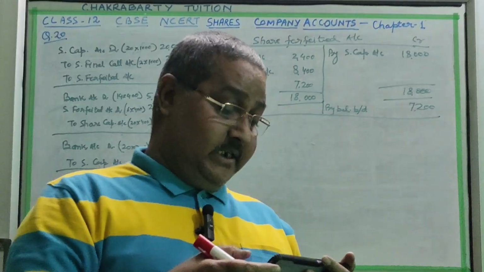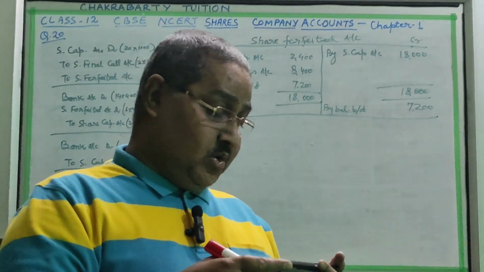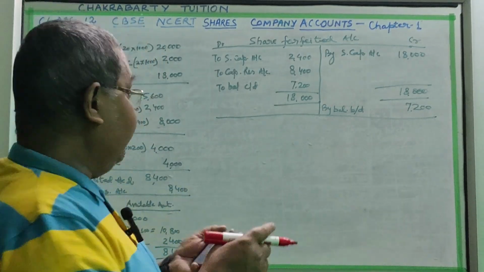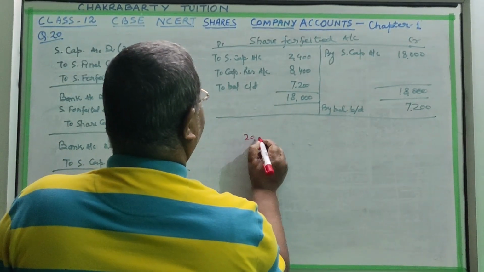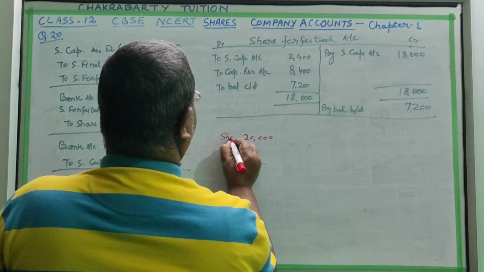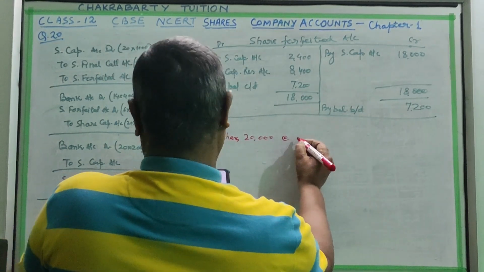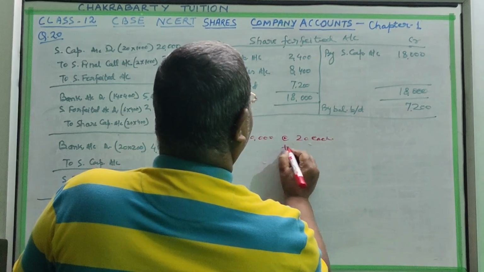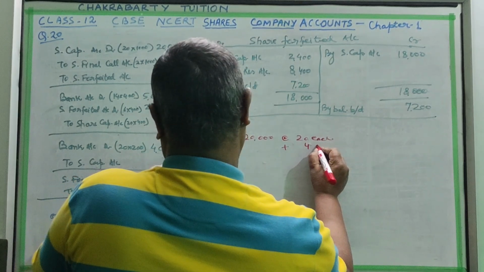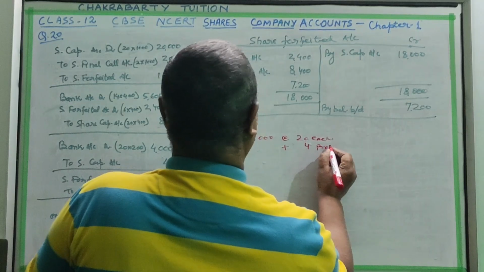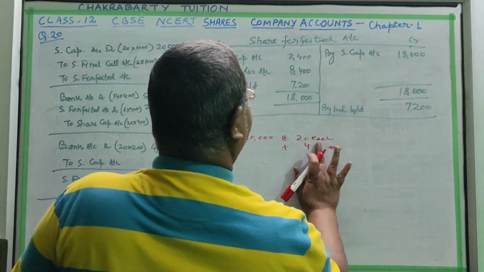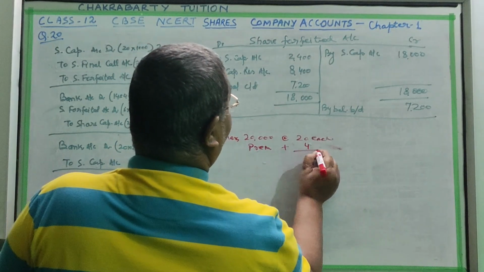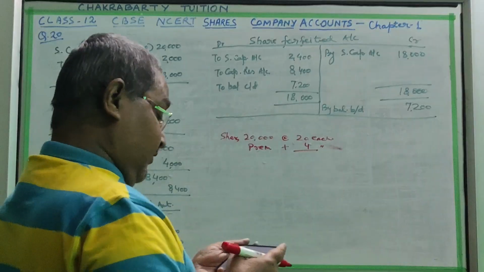Now question number 20 we are going to do. Okay. Here Ashok Limited Company had issued equity shares of 20 each at a premium of 4. Issued 20,000 shares of 20 each at a premium of rupees 4, and the premium was 4 rupees each.